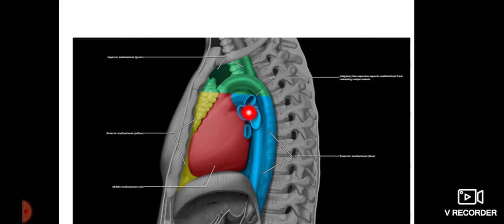The inferior mediastinum is again divided into an anterior mediastinum, middle mediastinum and posterior mediastinum. The anterior mediastinum is a narrow space between the sternum and the heart. The middle mediastinum is a space where the heart is located. The posterior mediastinum is a space between the heart and the vertebral bodies. So to be exact, the heart is situated in the middle mediastinum.